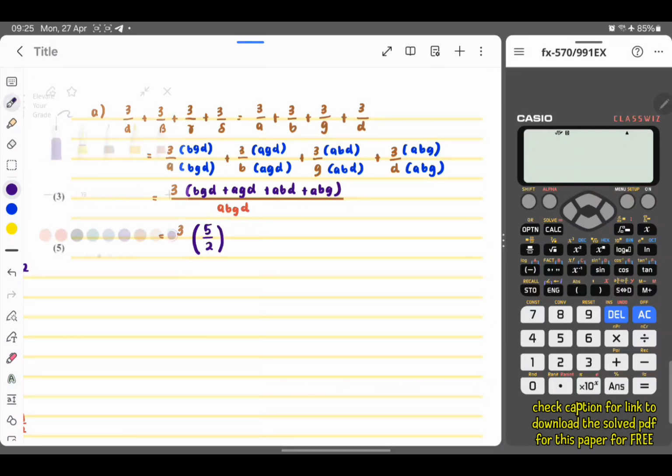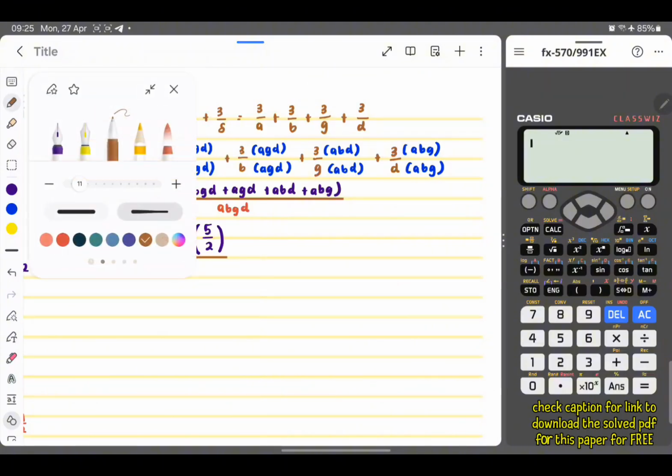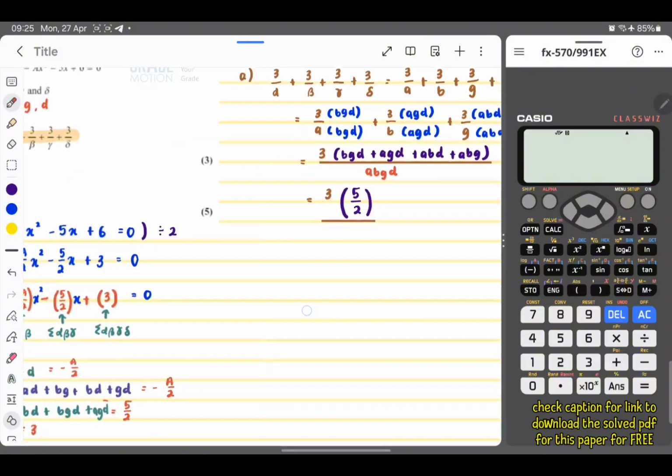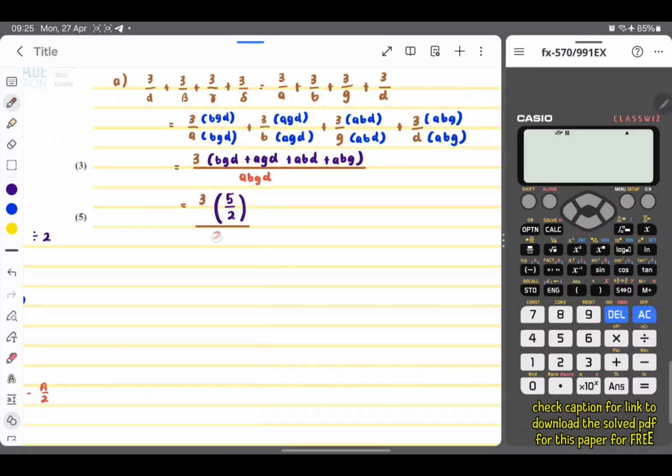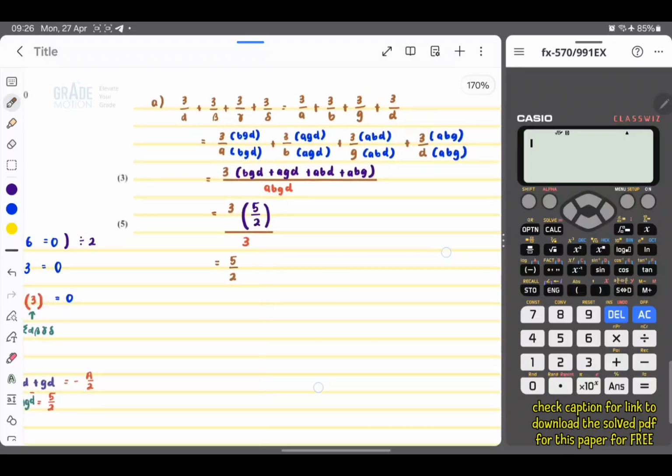All of this is over. Last but not least, the value ABGD is equal to 3. If I cancel this and this, I will just get 5 over 2. And that would be the answer for part A.